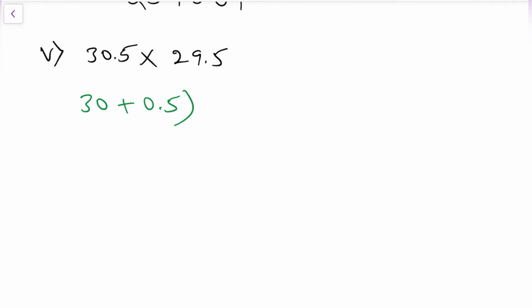Next question. 30.5 into 29.5. Here 30.5 can be written as 30 plus 0.5 into 29.5 can be written as 30 minus 0.5. 30 plus 0.5 into 30 minus 0.5, it is in the form of a plus b into a minus b.